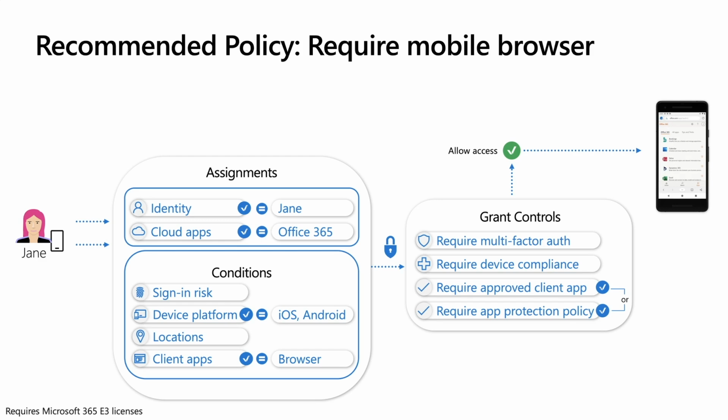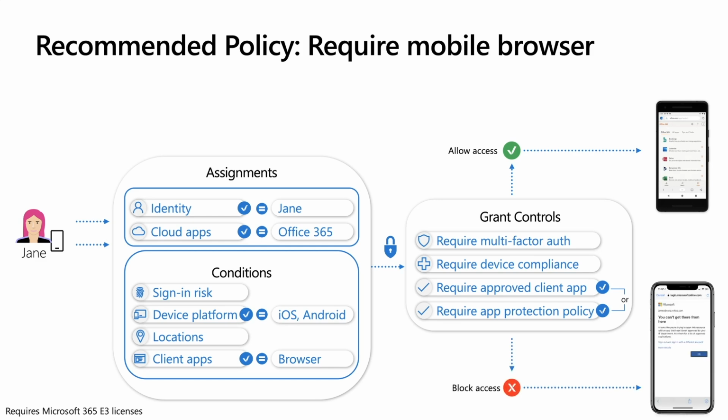However, if Jane uses a third-party browser like Safari, Chrome, or any other popular browser, she will be blocked from authenticating against any of your tenant's endpoints. And it will be indicated by Azure Active Directory that she's blocked because she's not using an approved client app.